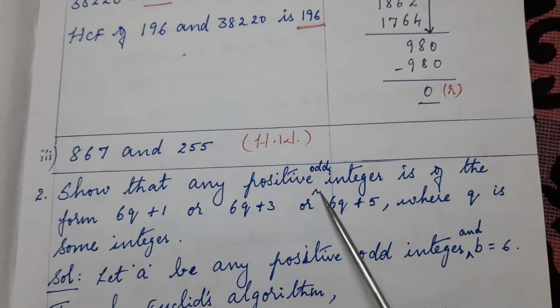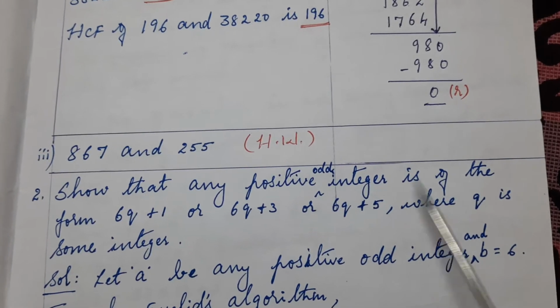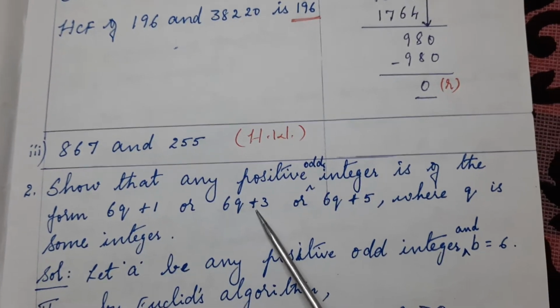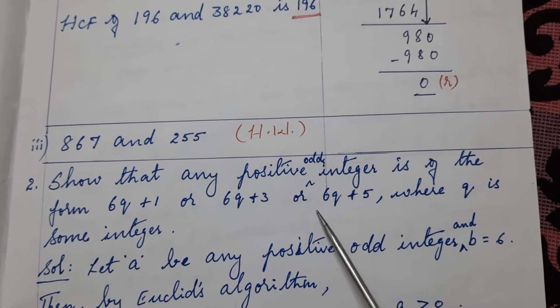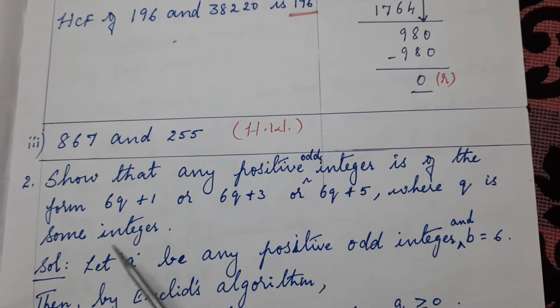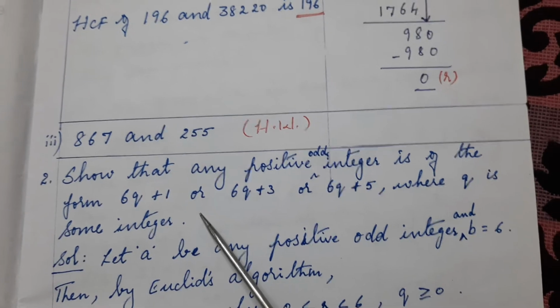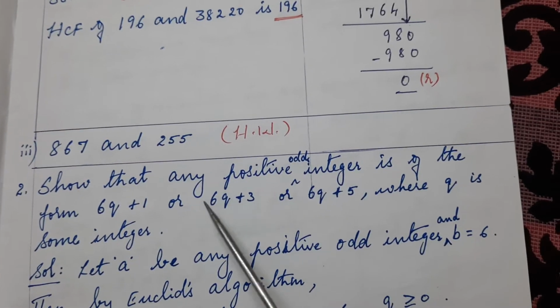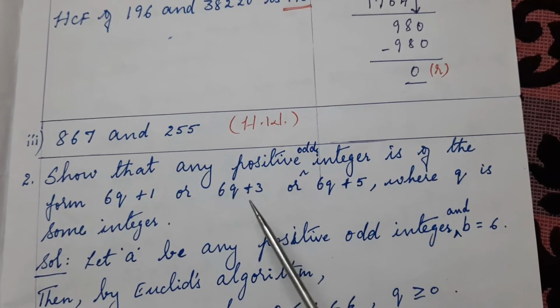Show that any positive odd integer is of the form 6q plus 1 or 6q plus 3 or 6q plus 5 where q is some integer. That means this is of the form bq plus r. You have to check whether it is of this form.